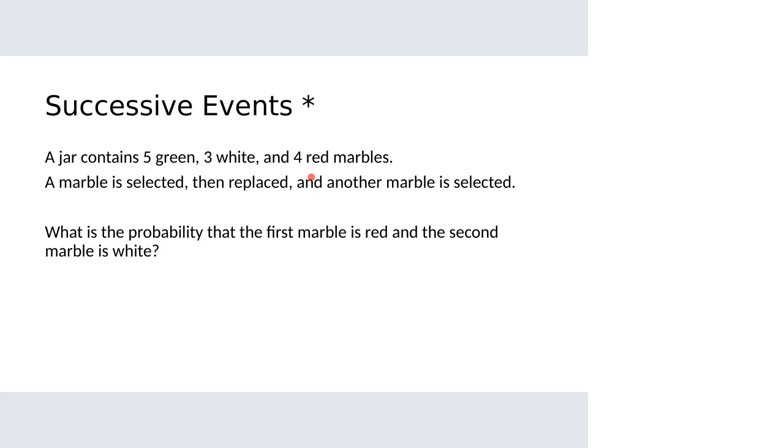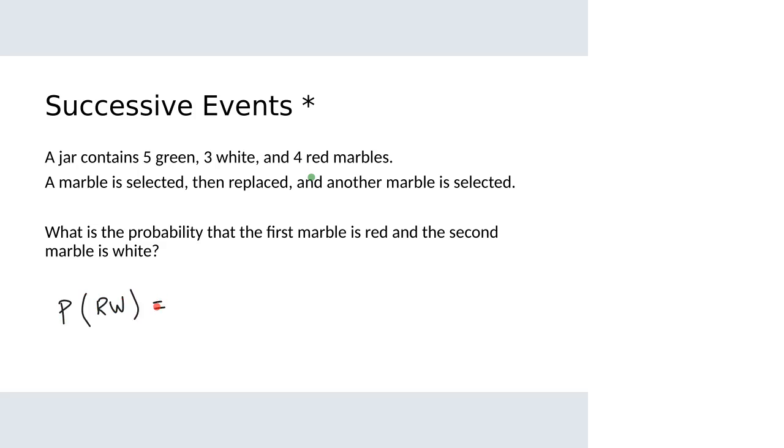All right, let's see where we are on this. Unanimous, fantastic, that's great news. Sounds like we've got the idea pretty well handled. That's terrific. So what we're after here is the probability that the first marble is red and the second marble is white.